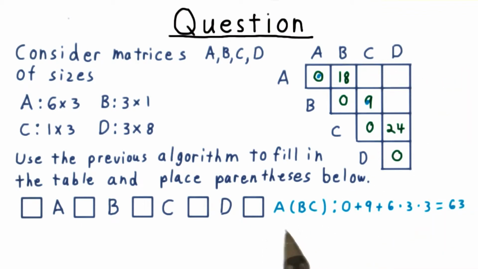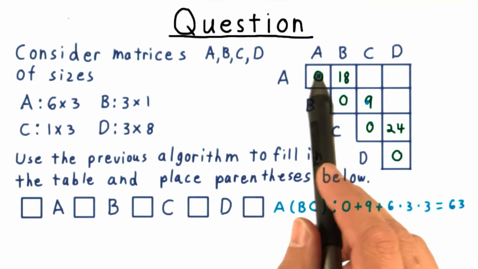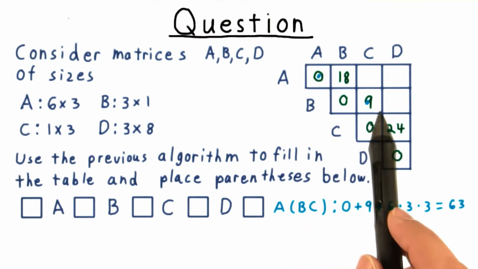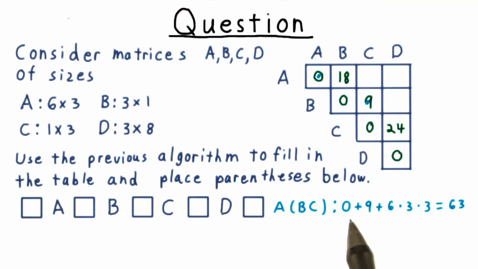First, consider breaking it up as A times BC. That would be 0 for computing A, plus 9 for computing C, plus 6 times 3 times 3 for computing the product, for a total of 63.